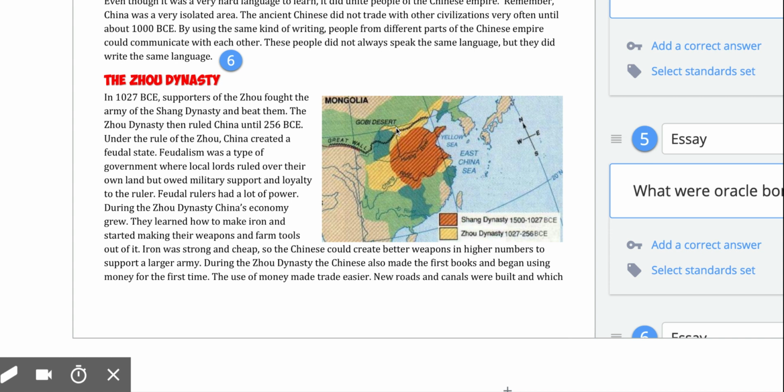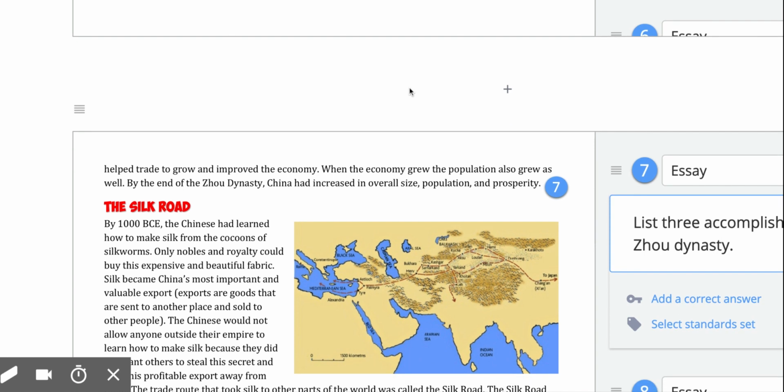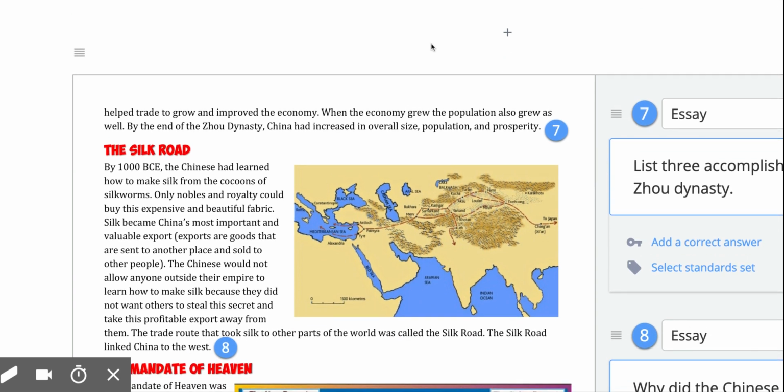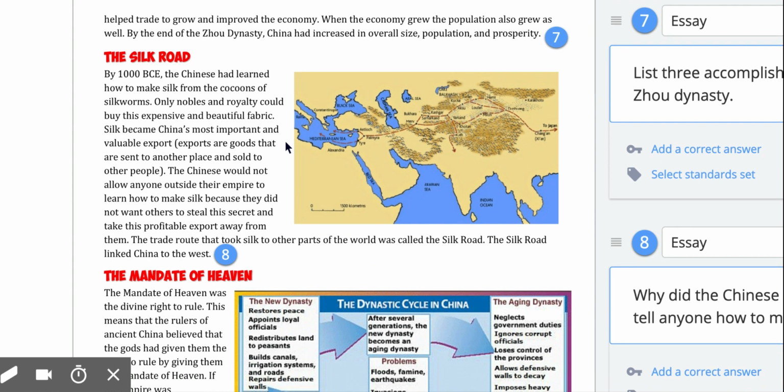The use of money made trade easier. New roads and canals were built, which helped trade to grow and improve the economy. When the economy grew, the population also grew as well. By the end of the Chu dynasty, China had increased in overall size, population, and prosperity.